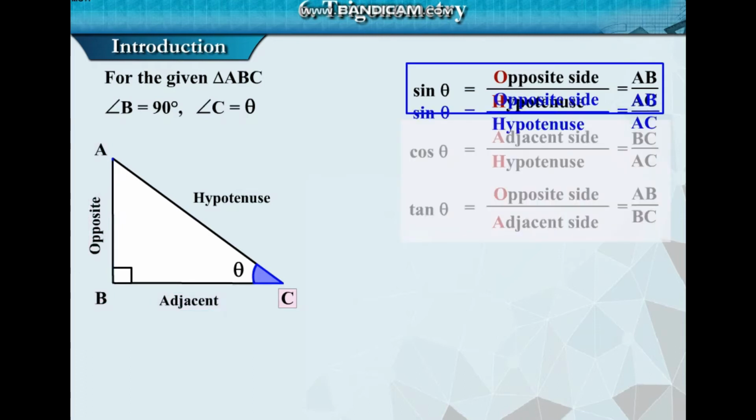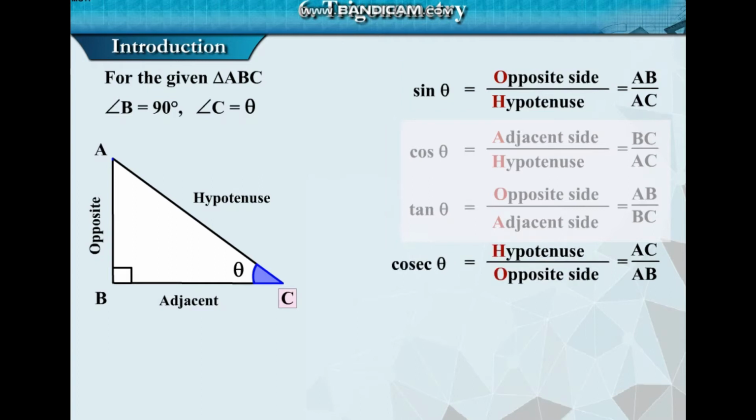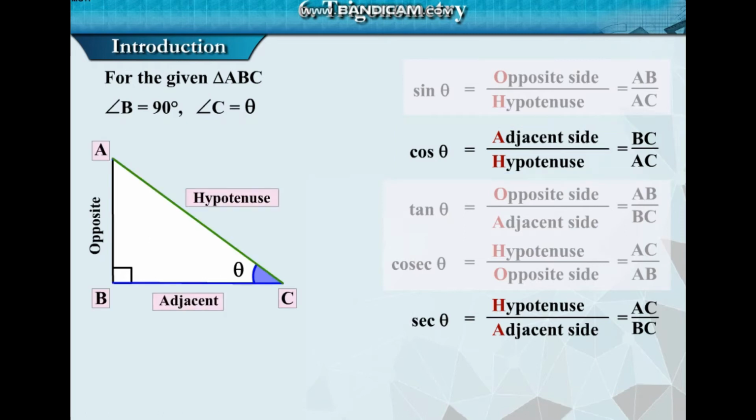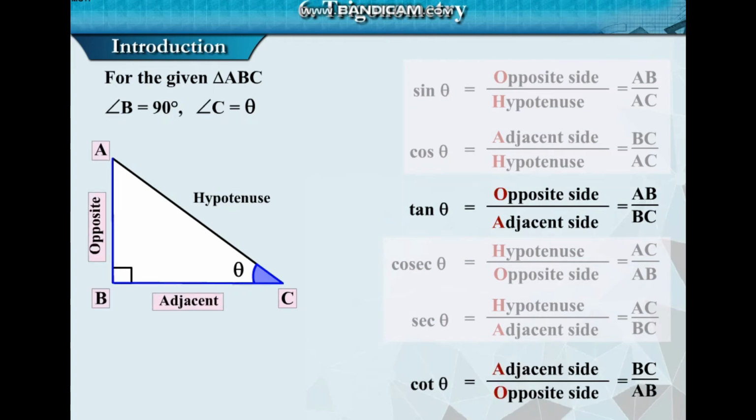Now, cosec theta is inverse of sin theta. Therefore, cosec theta is equal to hypotenuse upon opposite side, which is equal to AC upon AB. Also, sec theta is inverse of cos theta. Therefore, sec theta is equal to hypotenuse upon adjacent side, which is equal to AC upon BC. And cot theta is inverse of tan theta. Therefore, cot theta is equal to adjacent side upon opposite side, which is equal to BC upon AB.